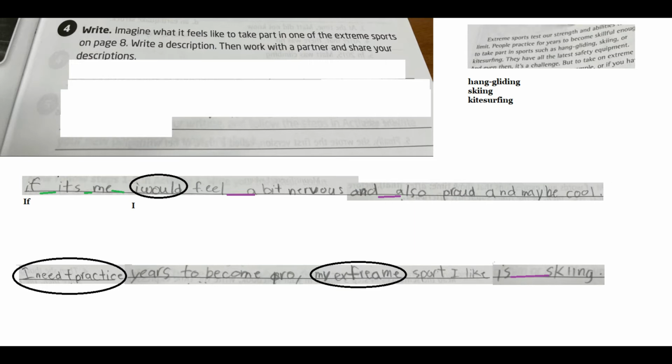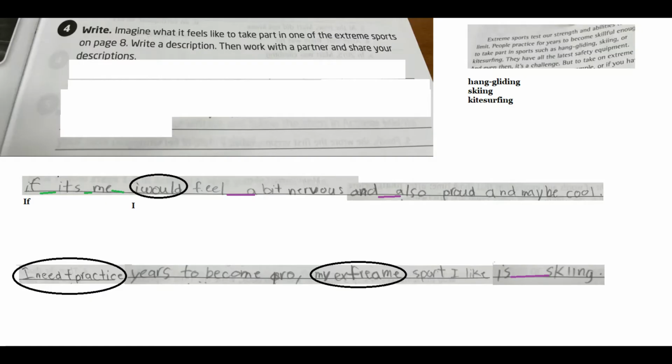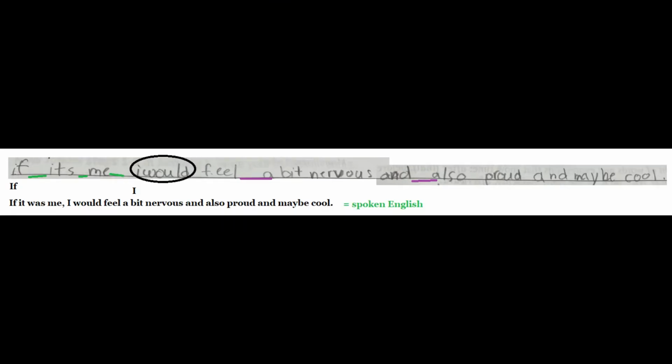Now let's look at grammar and spelling. Spelling, spelling, spelling. Learn to spell. Use a dictionary. I'm a terrible speller. Thanks for autocorrect. If you're a student and have trouble with spelling, make sure you have spell check or a good dictionary. If I were to correct this sentence, if it was me, I would feel a bit nervous and also proud and maybe cool. That's how I would correct this sentence and how a native speaker might speak these words.